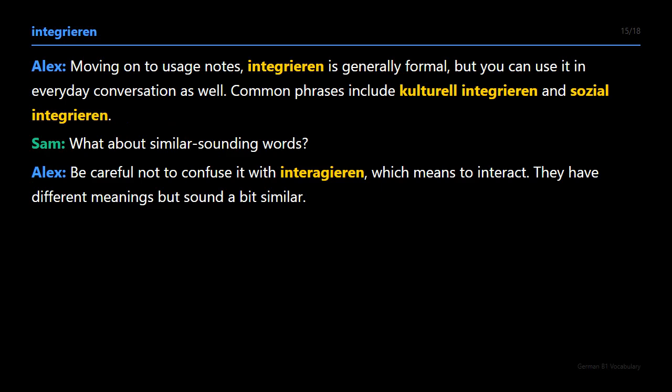What about similar sounding words? Be careful not to confuse it with Interagieren, which means to interact. They have different meanings but sound a bit similar.